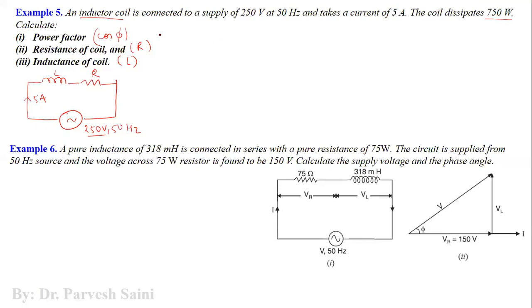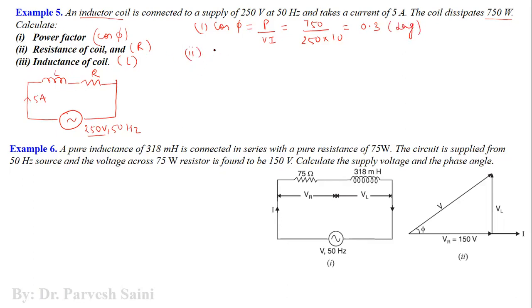Now, as we know that cos phi is the ratio of the power dissipated to the source power. So P here is 750 watt and VI is 250 into 5. So this is 0.3, and because your circuit is an inductive circuit, it is a lagging power factor, right?